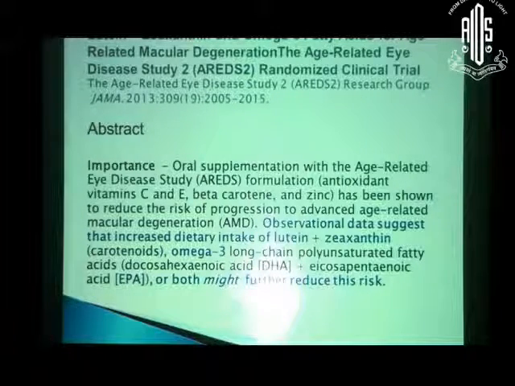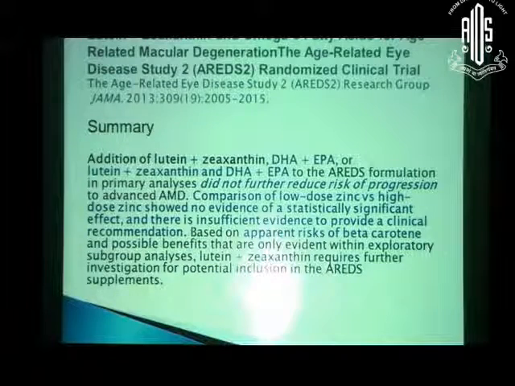And it was a question of whether adding 2 types of drugs to the AREDS formula, lutein and zeaxanthin, omega-3s, and EPA might further reduce the risk of age-related macular degeneration. Is it significant? Does it do anything? So the abstract in effect asks that question. It does not give an answer in this case. But take a look at the summary.